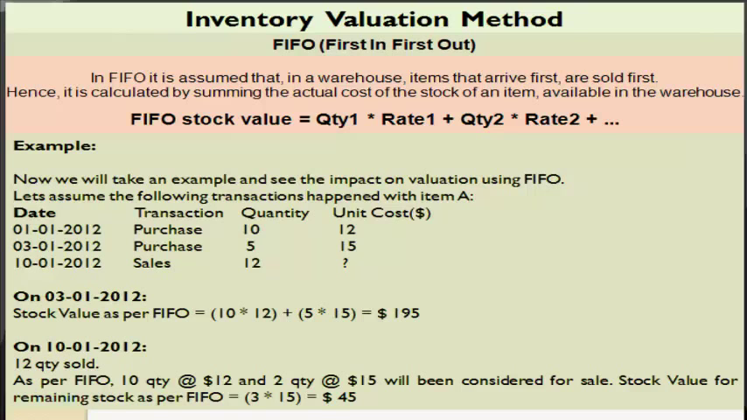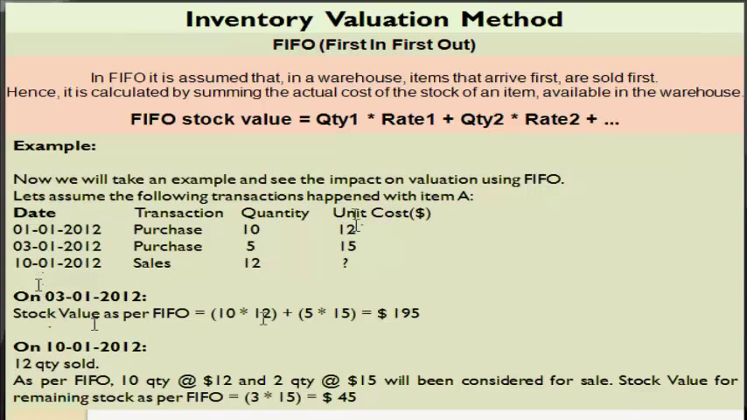We have dates, transaction, quantities, and unit cost. So on 1st of January 2012, we purchase 10 of an item A with a unit cost of $12. On 3rd of January 2012, we purchase another 5 with a unit cost of $15. On 10th of January 2012, we sell 12. Quantity is 12, but what is the unit cost?